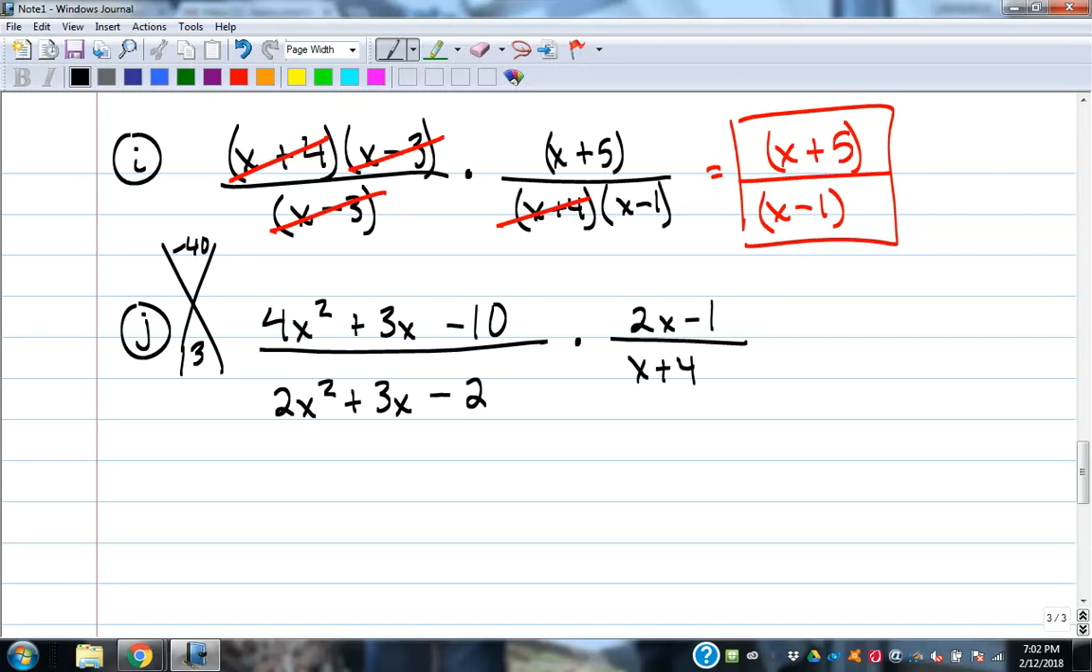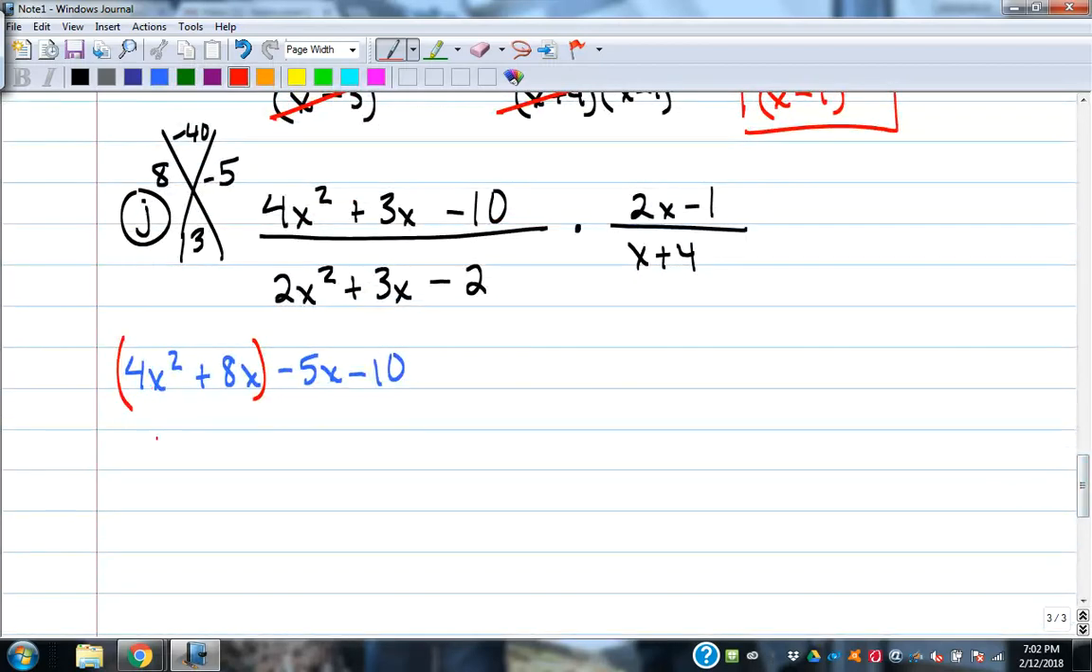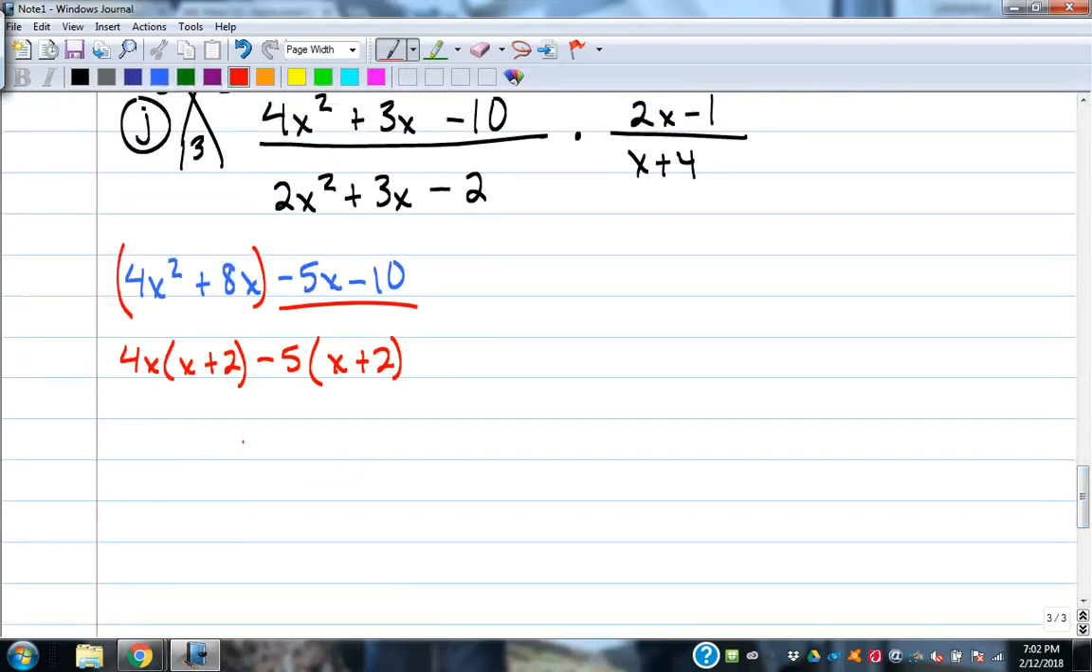Okay, which one should be negative? The 8 or the 5? Why the 5? 8's bigger and it needs to add to be positive, right? So we're going to use positive 8 and negative 5. So I can't go straight to my factors because I got this 4 in the front, so I've got to do the work where I replace the 3x with plus 8x minus 5x and then do grouping. Those have 4x in common. These have negative 5 in common. So the numerator there in factored form is 4x minus 5, x plus 2.